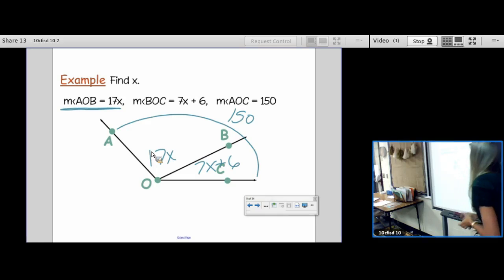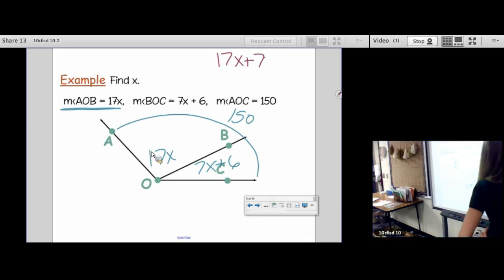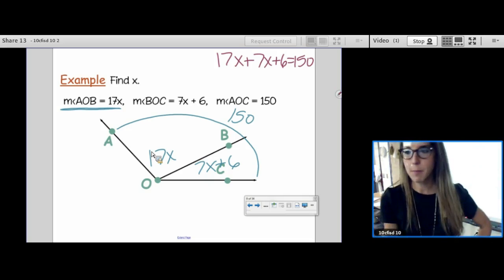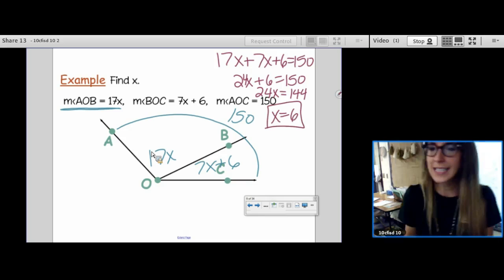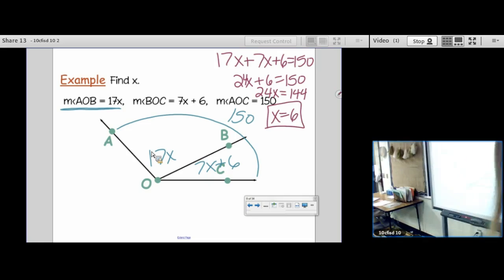All right, so now we're going to use the angle addition postulate. This is now old news. Part plus part equals whole. This is now like, okay, riding a bike, we totally got this. 24x plus 6 equals 150. 24x, we're subtracting 6 from both sides, equals 144, divided by 24. Beautiful. It didn't ask us to plug it in, so we're done. Very good.